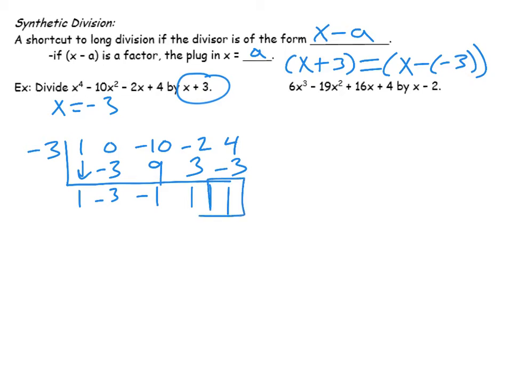This right here would be like our remainder, because here's what happens. We get our quotient. It was fourth degree, okay? Now it's third. Was fourth, is now third, right?